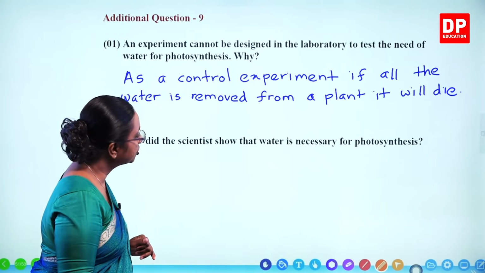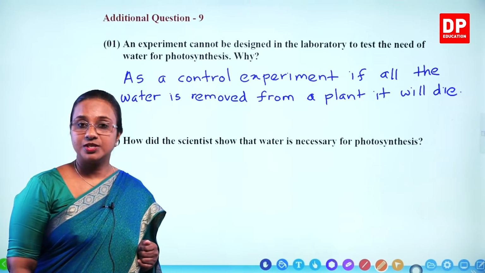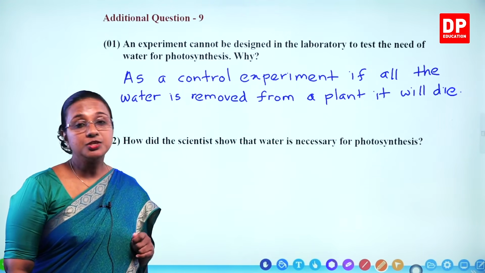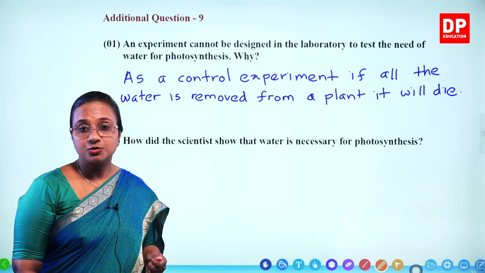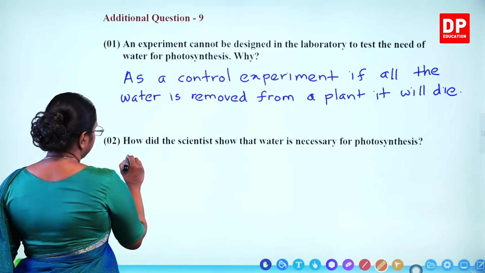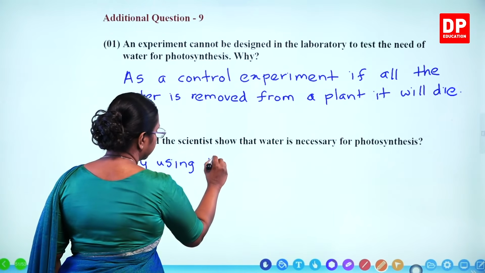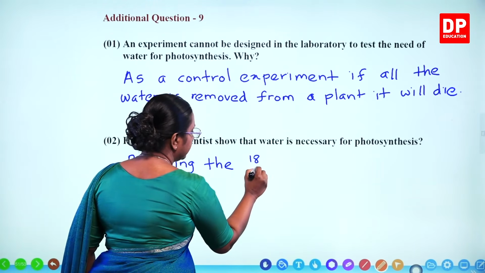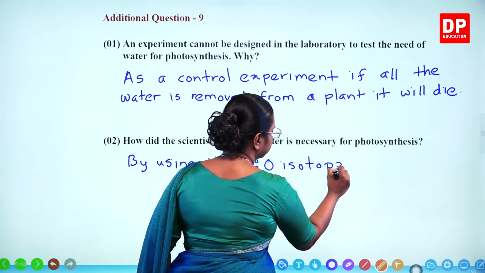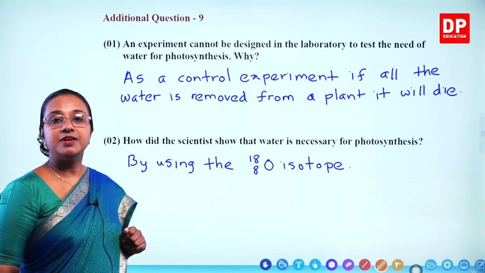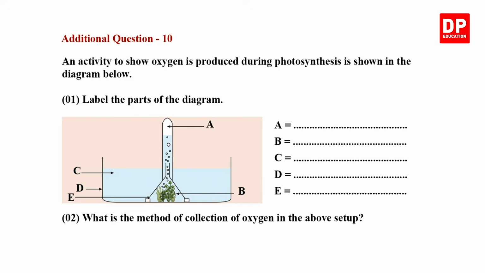How did the scientists show that water is necessary for photosynthesis? We have answered this question before as well. I am sure you know the answer: by using the 18,8 isotope of oxygen. So you can write a very short answer. I will move on to the next question.